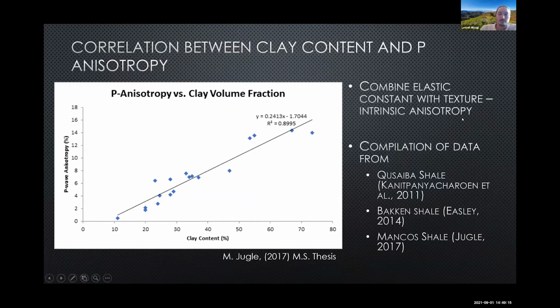So this is just a compilation of some data from a few studies that have done this. And what's interesting, much more than say compaction, if you look at just clay content versus P-wave anisotropy, you can fit almost a straight line to it. And it actually turns out that it seems like most of this anisotropy develops during deposition, and there are some studies on unlithified sediments from Death Valley that show that you have very, very strong textures prior to lithification and compaction.